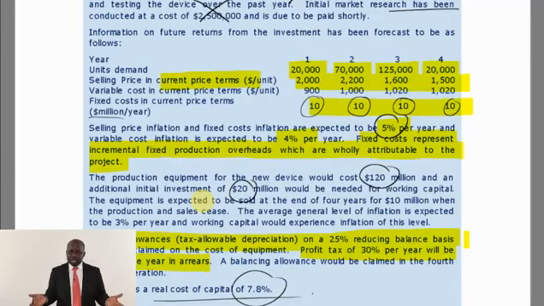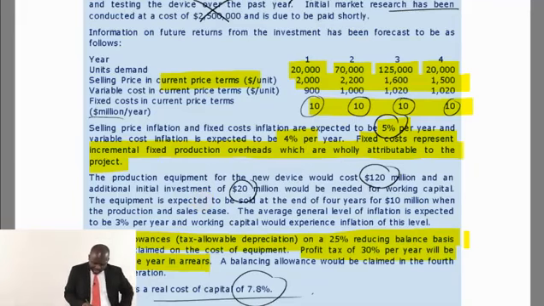How do you depreciate receivables and inventory? Doesn't happen. So please watch out, because some of you, still at this level, are still including the working capital as part of the calculation of capital allowance. It shouldn't happen that way.